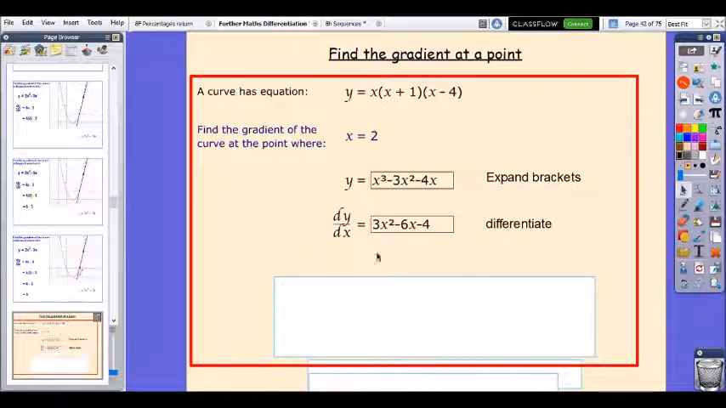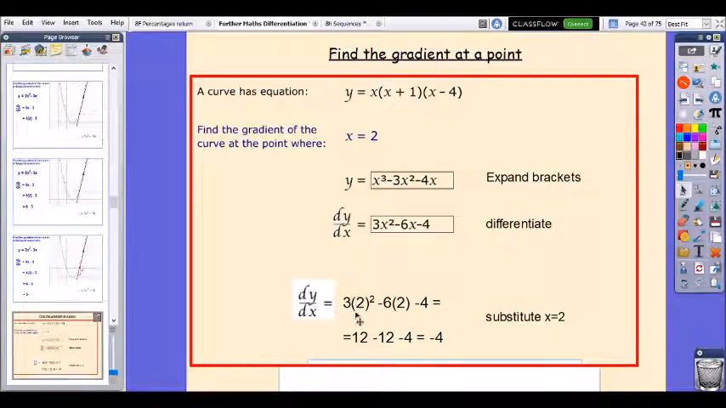Okay, so once you've got the formula for the gradient, now you're going to substitute in your value of x. So you've got 3 lots of 2 squared minus 6 lots of 2, and then take away 4 at the end. Okay, so just tidying it up, that tells you that on that curve, where x equals 2, the gradient of that tangent, the gradient of the curve, would be -4 at that point.